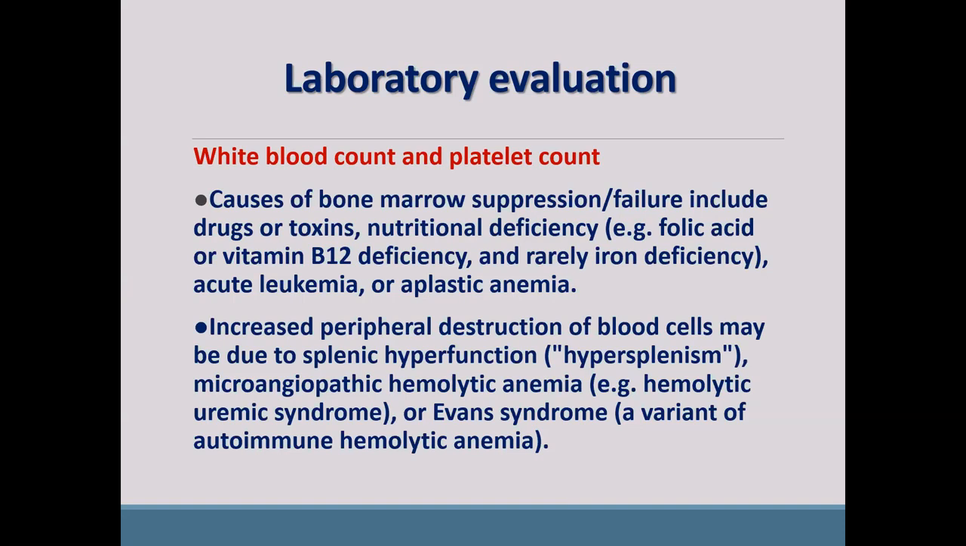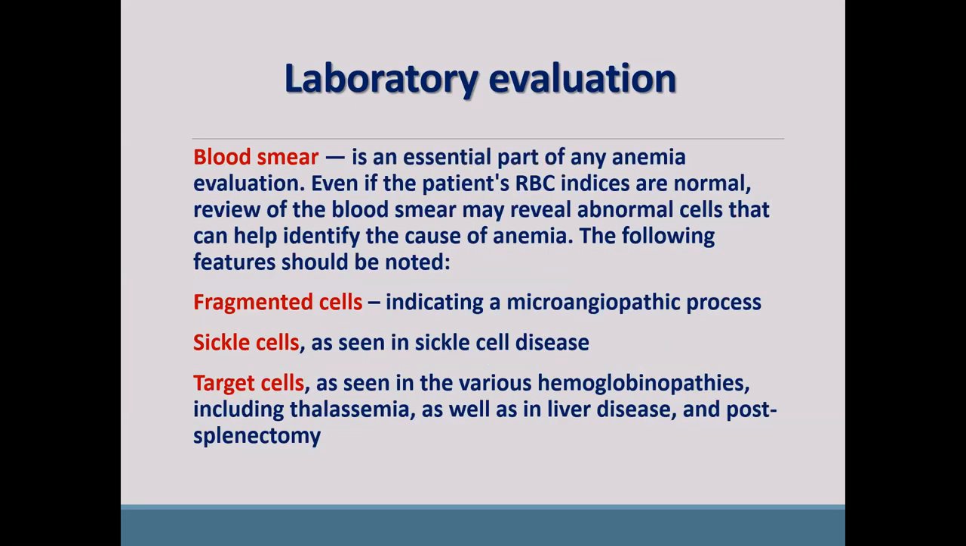An increased peripheral destruction of blood cells may be due to splenic hyperfunction and hypersplenism due to any cause, microangiopathic anemia like hemolytic uremic syndrome, or Evans syndrome, which is a variant of autoimmune hemolytic anemia and autoimmune thrombocytopenia. The blood smear is an essential part of any anemia evaluation.